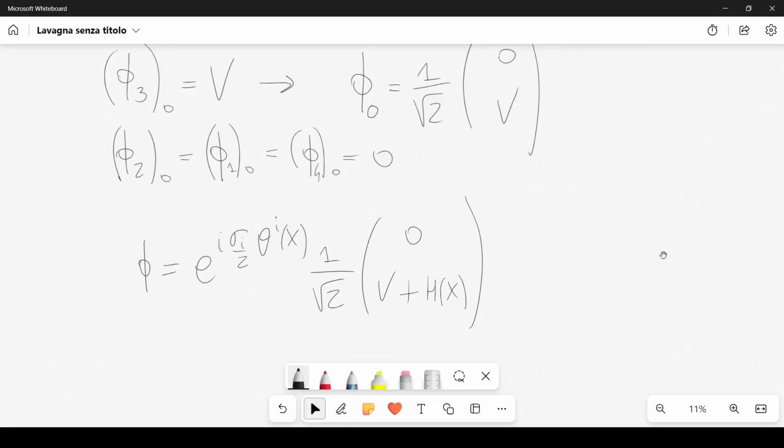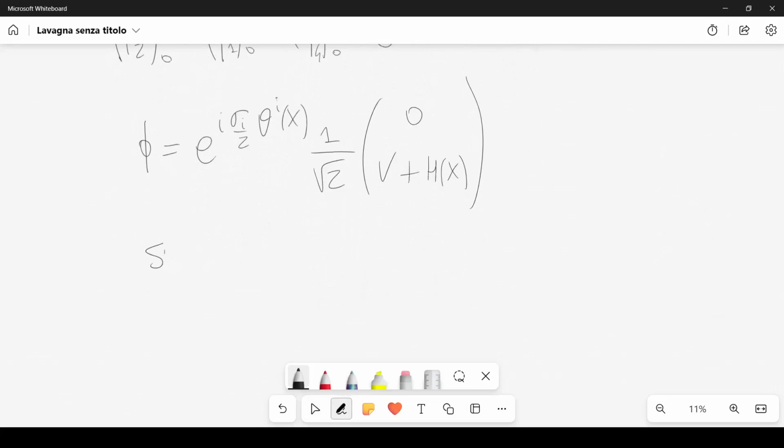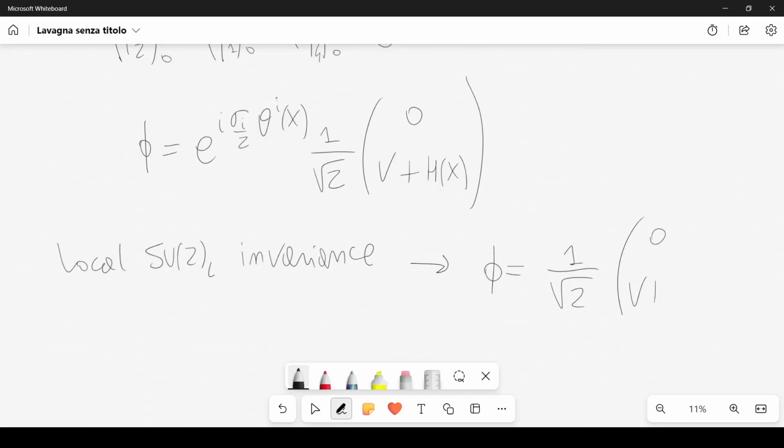Now, the local SU(2)_L invariance allows us to rotate the system such that the dependence upon these three parameters here is eliminated. So what I'm saying is that we can rotate the system in such a way that we can eliminate these parameters. They will not appear. This means that our state phi can also be written in this form: 1 over square root of 2, 0, v plus h of x.